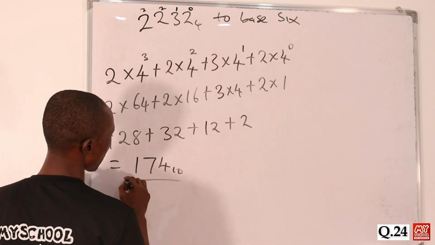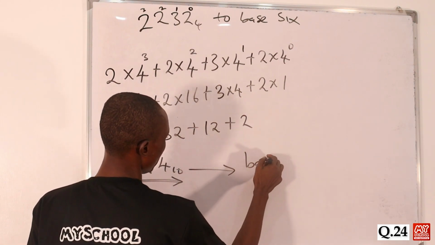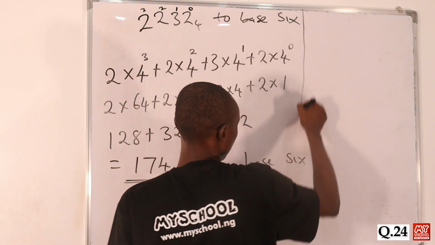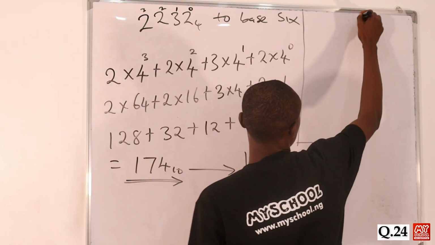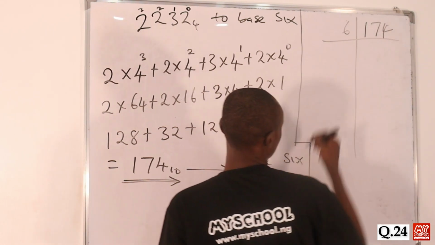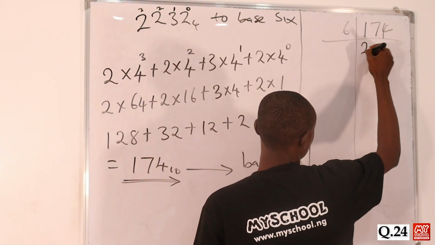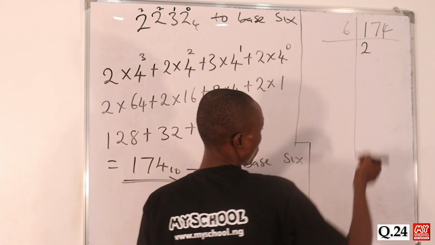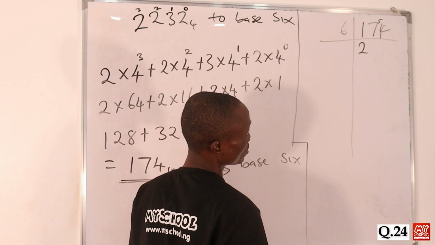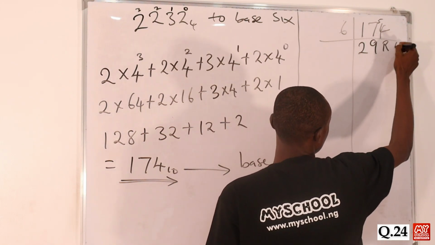So this number, 174 in base 10, we will now have to convert it to base 6, okay? And to do that, we use the successive division method. So here we'll be having 174 and here will be 6, okay? So 6 into 17 is definitely 2, okay? Remainder 5. So we'll put the 5 behind 4. So 6 into 54, that will be 9. So in this case, we'll be having remainder 0.